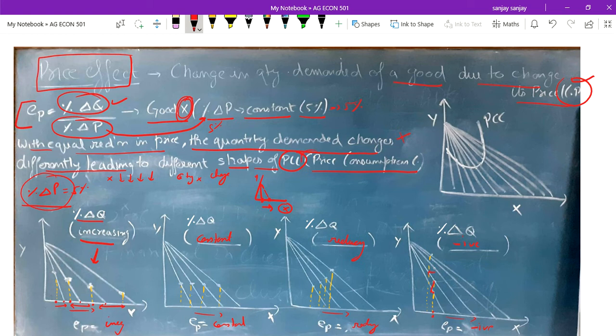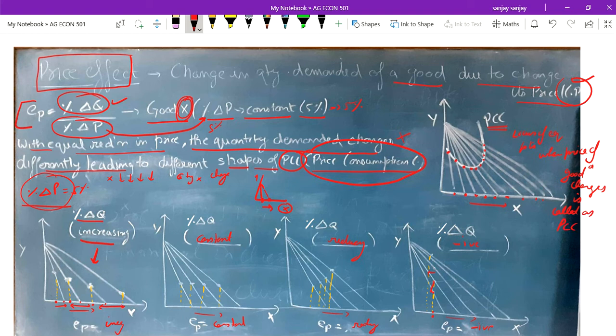So what is the price consumption curve now? When the price of good X reduces, the leg on the x-axis moves towards the right, and these equilibrium points, the locus of equilibrium points when the price of a good changes, is called the price consumption curve.